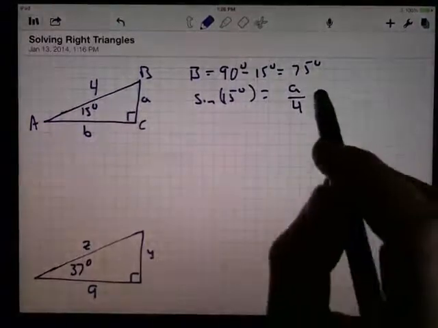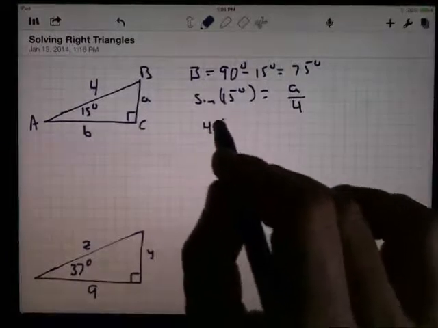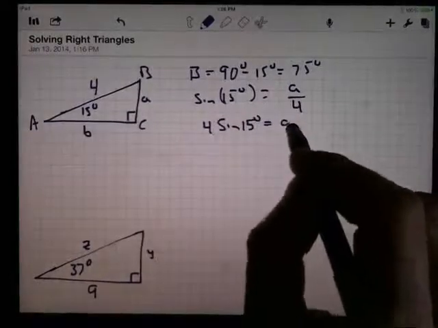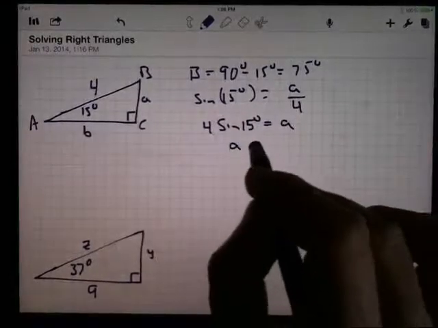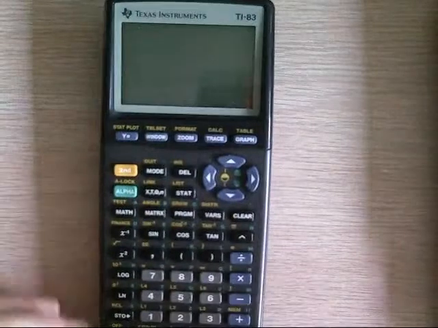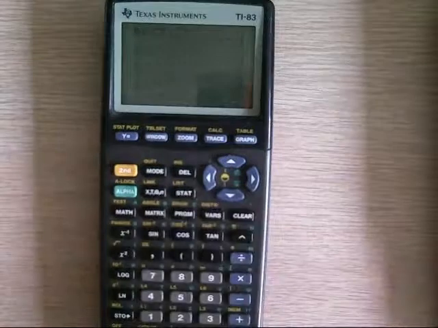Well, I can do some algebra here. I'm looking for A, so multiply both sides by 4. 4 times the sine of 15 degrees is equal to A. Well, there we go. What's A? A is equal to, and I'm going to use my calculator. All right, I'll slide my calculator over here. Get that out of the way. Put the calculator in. Turn it on. There's all my calculations from the last time.